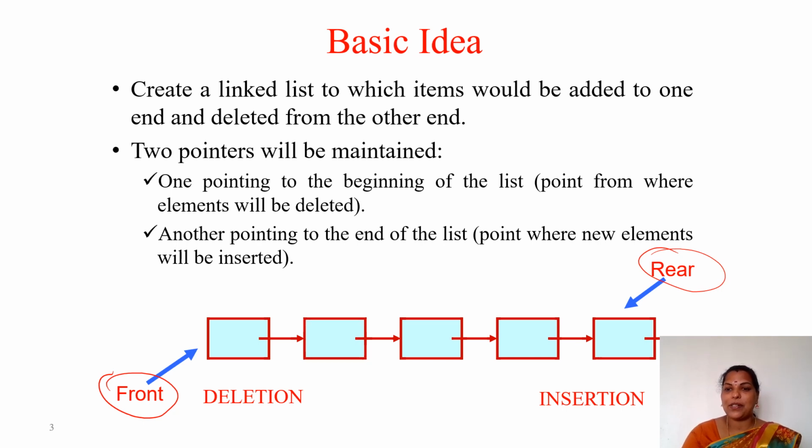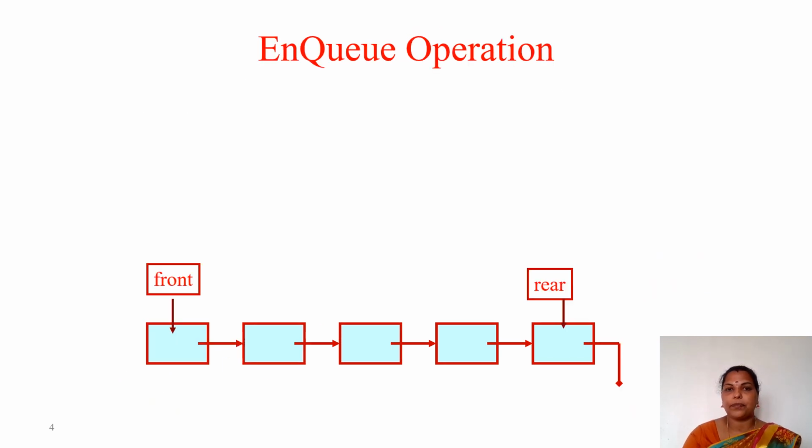So what is the purpose of having a pointer? It contains the address of another node. So this front pointer has the address of the first node, and the rear pointer has the address of the last node. So these pointers contain the address of another element, another node.